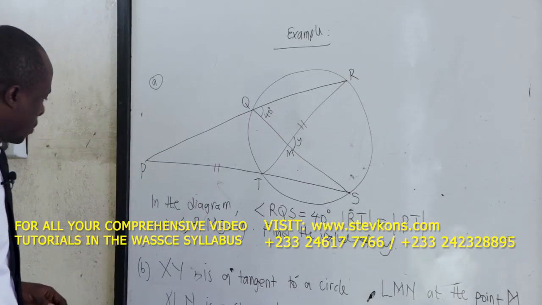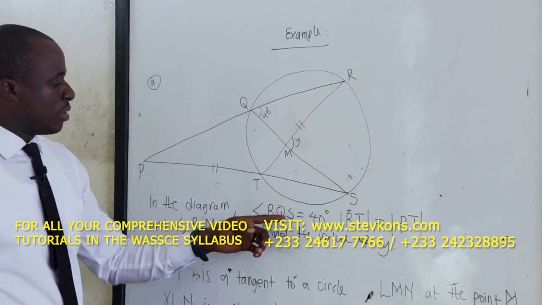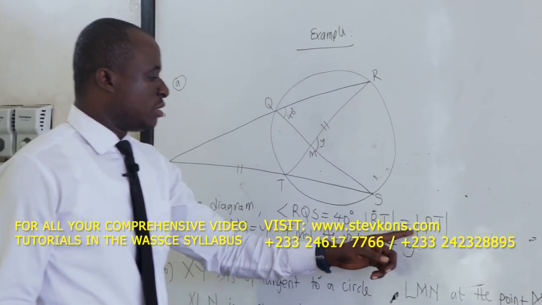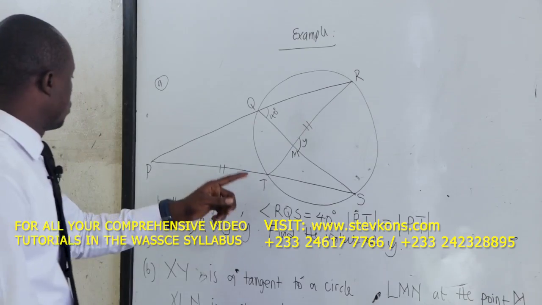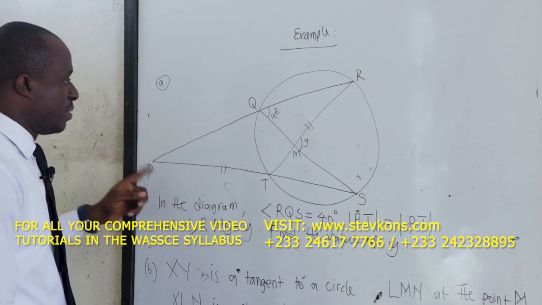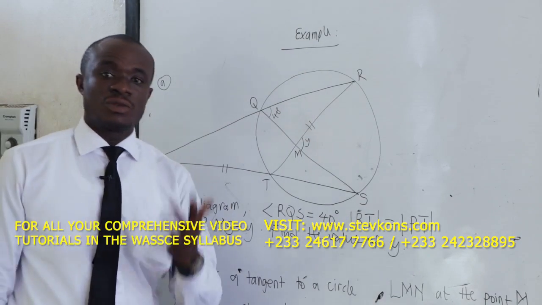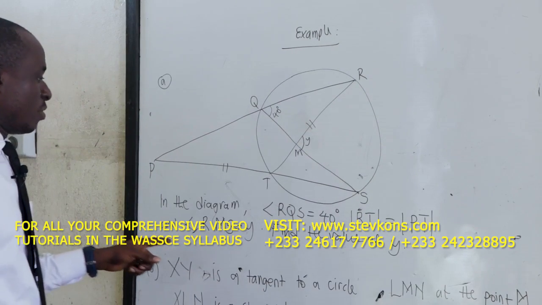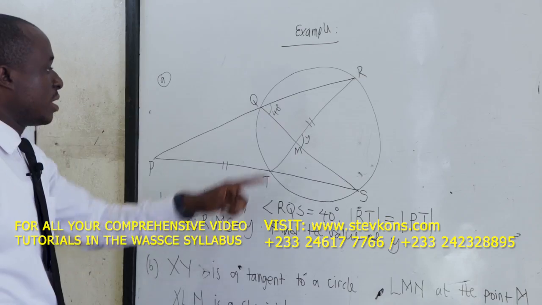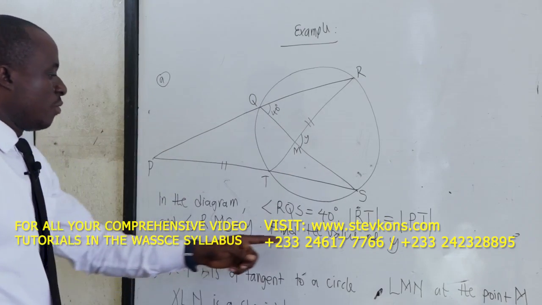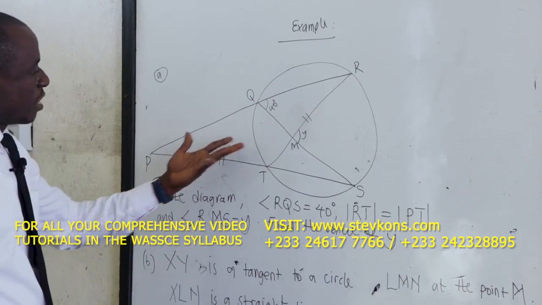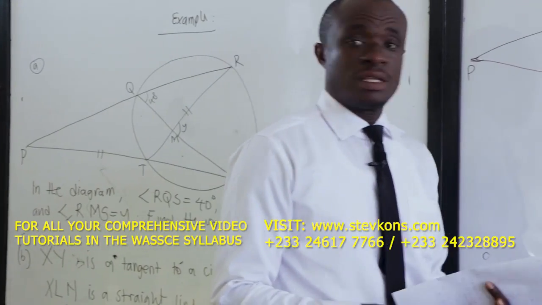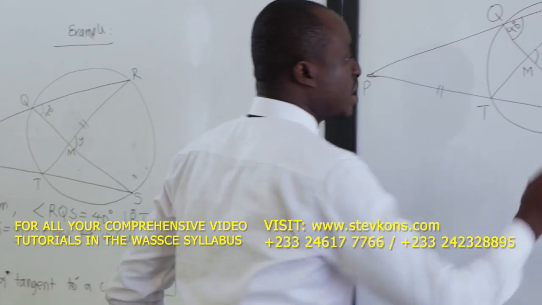Let's consider this past question. In the diagram, RQS equal to 40 degrees, that is RQS. RT is equal to PT, so let's say RT equal to PT, and clearly PTR is an isosceles triangle, hence the base angles must be equal. We are being told that RMS, that is RMS, is Y. You find the value of Y. So this is the diagram that we have. Let's draw it, so I have sketched it. Now, clearly what can we see?